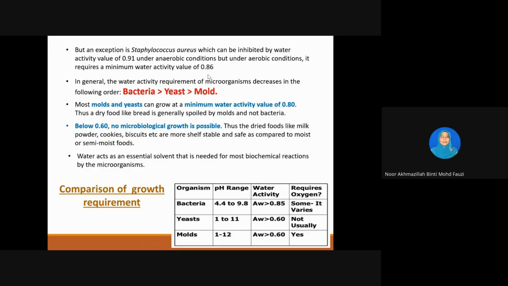In general, the water activity requirement of microorganisms decreases in the following order: bacteria, yeast, and mold. So bacteria actually need more water activity, but yeast and mold normally need less water activity to grow. Most molds and yeast can grow at a minimum water activity of 0.8. Thus, a dry food like bread is generally spoiled by molds and not bacteria.